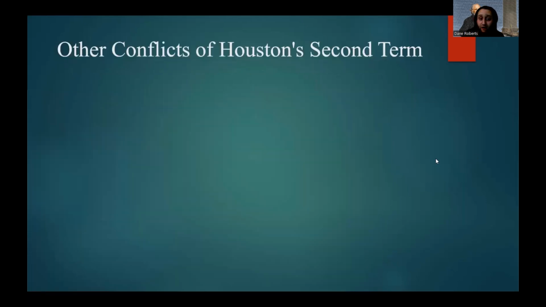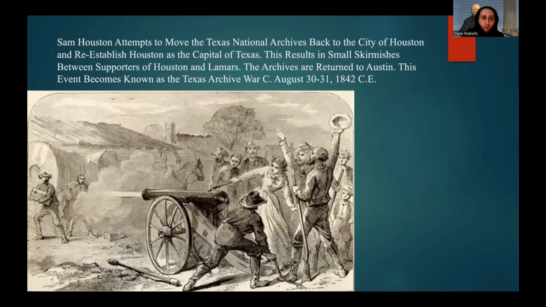There were also other conflicts during Houston's second term. For one thing, Houston would attempt to move the Texas National Archives back to the city of Houston and reestablish Houston as the capital of Texas, with this resulting in small skirmishes between supporters of Houston and Lamar. And eventually the archives would be returned to Austin, with this event becoming known as the Texas Archive War, lasting between August 30th and August 31st, 1842 CE.